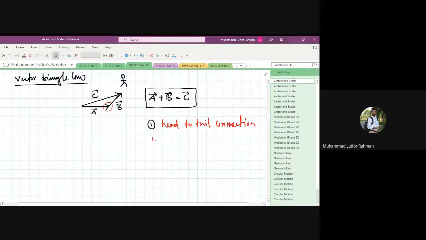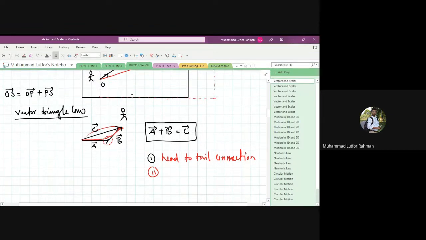Second condition: if the vectors are oriented counterclockwise, look at this. If I move from A to B, I am moving in the counterclockwise direction, right? Then the resultant vector would be in the clockwise direction. These are the two conditions to apply this vector triangle law. And this is the idea of adding vectors.